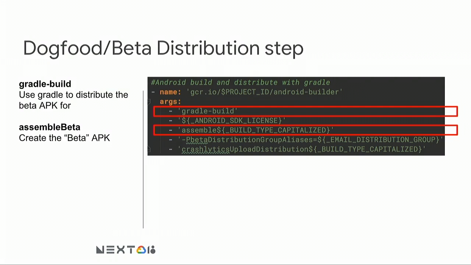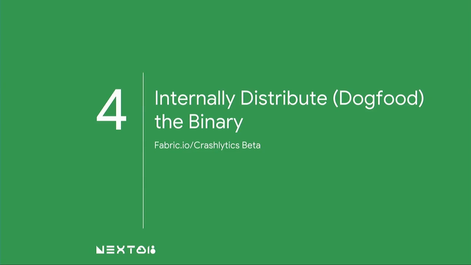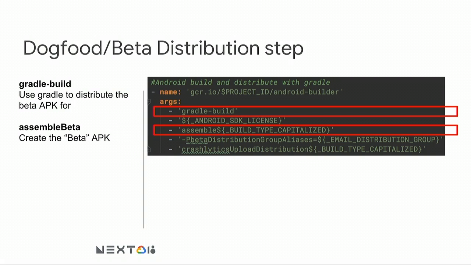So the rest of the build is trying to distribute, assuming the tests pass, right? Assuming there's no failure in the robo test, we're going to want to send it out to dogfooders, the folks internally, for further usage. And so that's what Fabric Crashlytics is used for. And in this case, I'm just using a Gradle command for that. You can actually use Fastlane here, but Android developers still like Gradle, I think. Some are converting to Fastlane, I'm not really sure. But this is, suffice to say, a Gradle implementation.